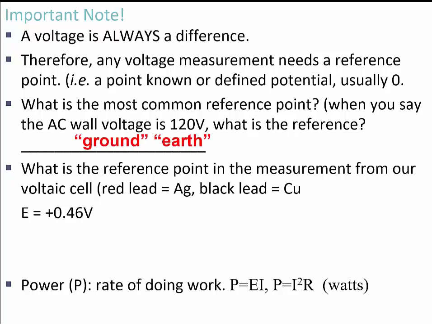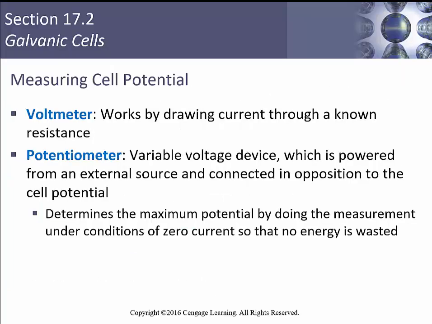And what is the reference point in the measurement from our voltaic cell when we're measuring, say, from a silver lead to a black lead that's attached to copper? Well, that's going to be 0.46 volts. So we're making a measurement of our anode relative to our cathode. All right, so we're making an Ag relative to copper measurement.